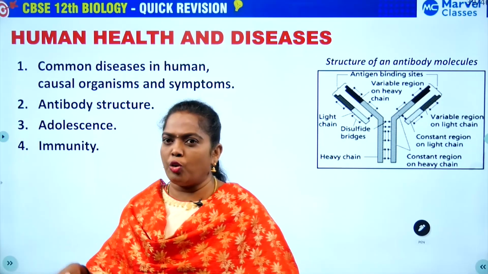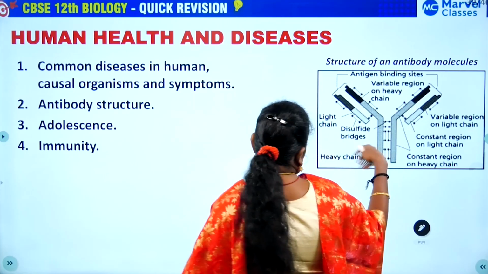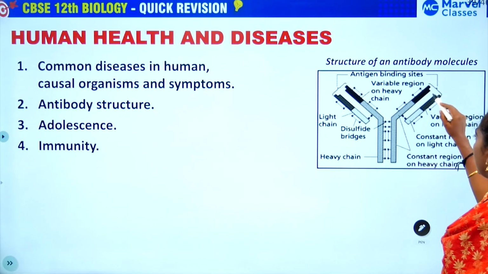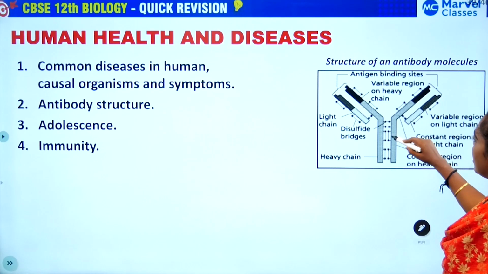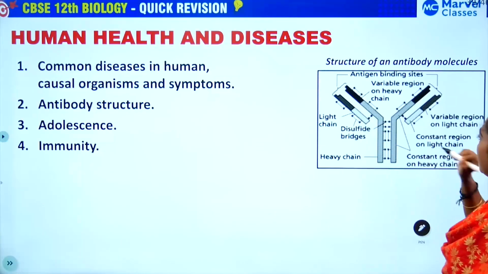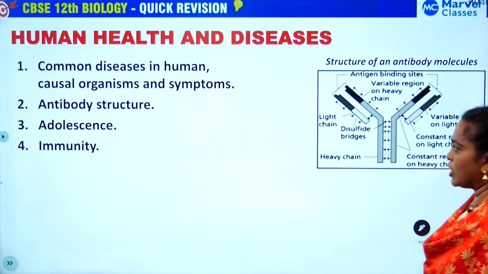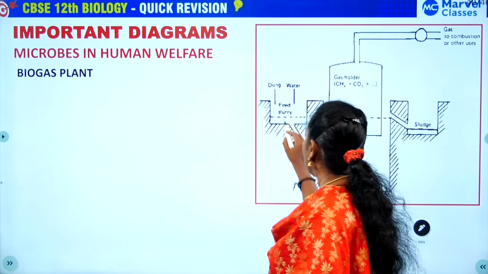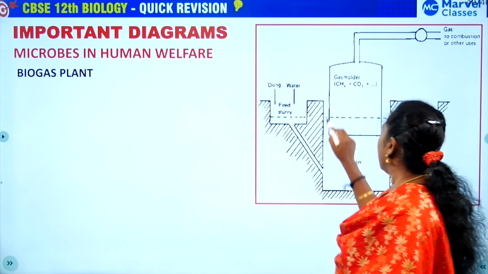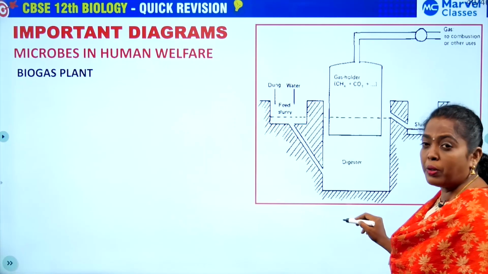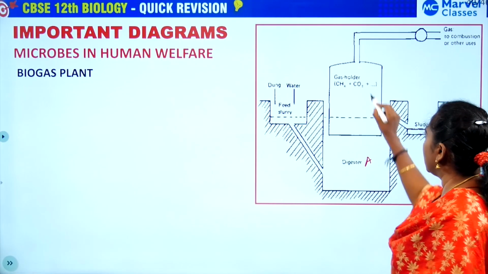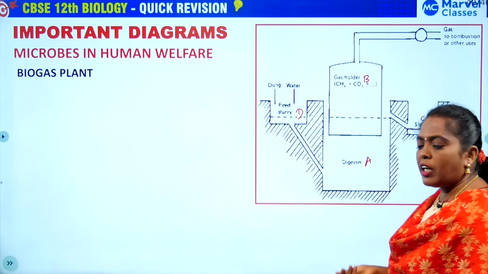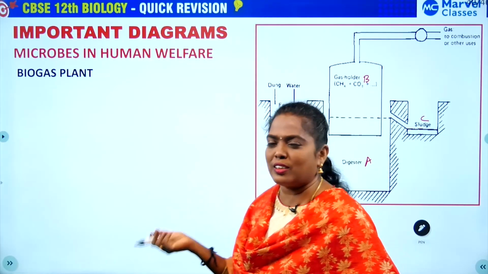Okay. Then in human health and disease, they might ask you the structure of the antibody, and here you can see the variable region, and this is the constant region, disulfide bridges, light chain, heavy chain, like that and all you can explain. Okay. Then biogas plant. So this tank is feed slurry tank, and this is the digester tank. Maybe they will ask you A, what is this? B, C, D, like that. Okay, if they are asking you in 5 marks, you can simply draw this also.